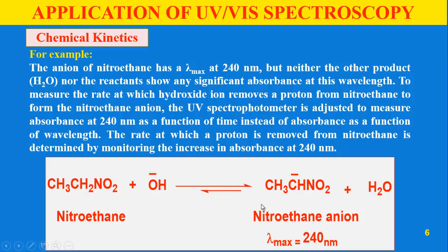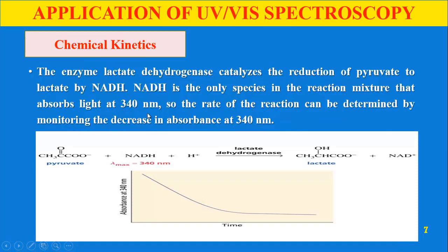So the progress of the rate of the reaction can be determined by using UV visible spectroscopy. If the rate is constant, then we can say that no change of nitroethane into nitroethane anion takes place. So then we will stop the reaction. This is another example to check the chemical kinetics.